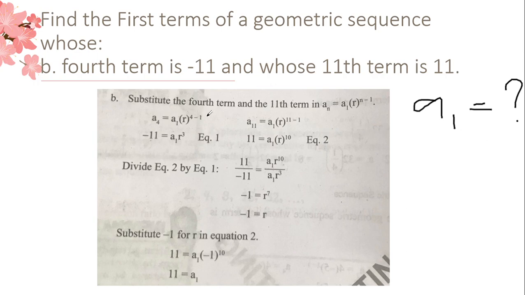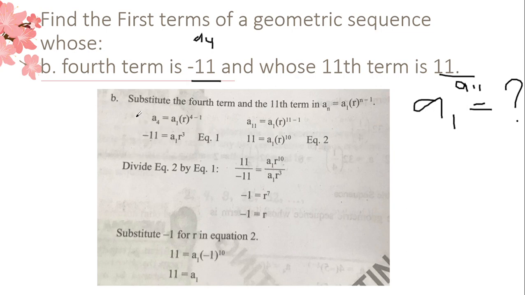First na ato himuon kay we should also find for the given. So ang ato fourth term, si negative 11 is our a sub 4. And then ang ato ika 11 nga term is 11. So this is our a sub 11, si 11. So first, guys, substitute the fourth term and the 11th term in a sub n is equal to a sub 1 times r to the power of n minus 1.